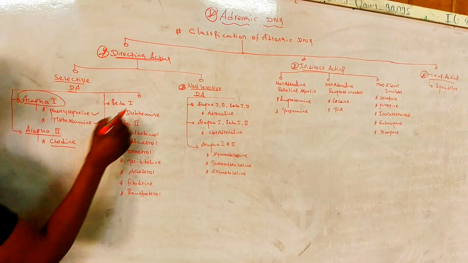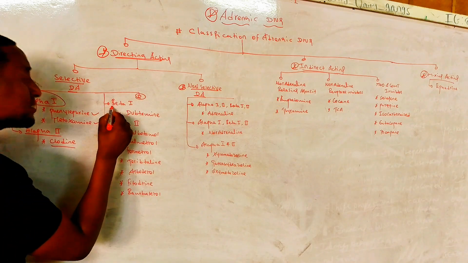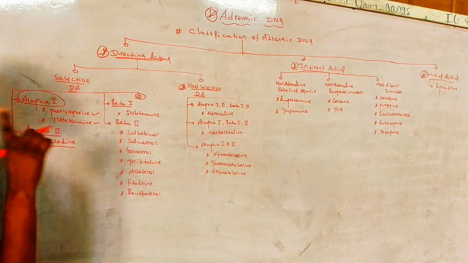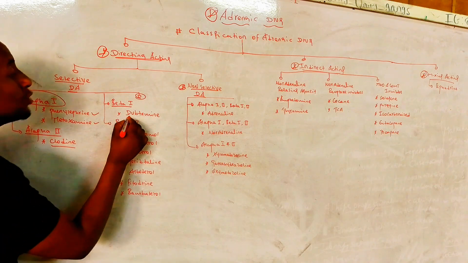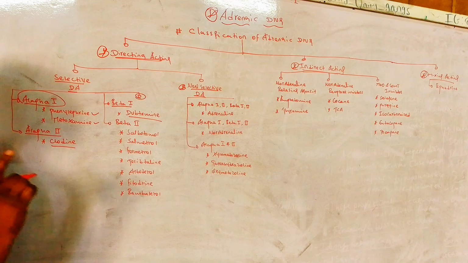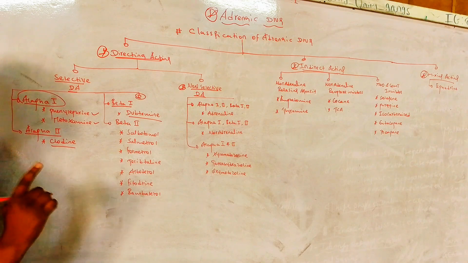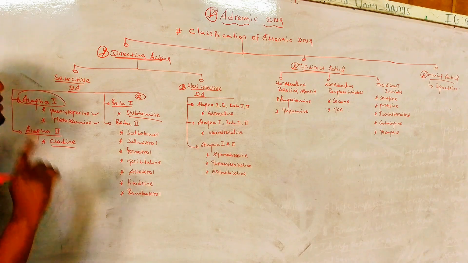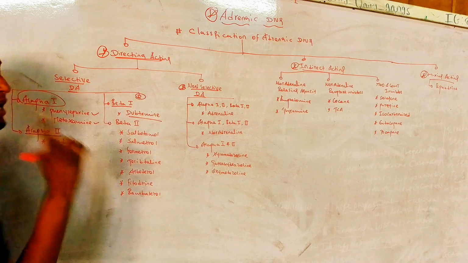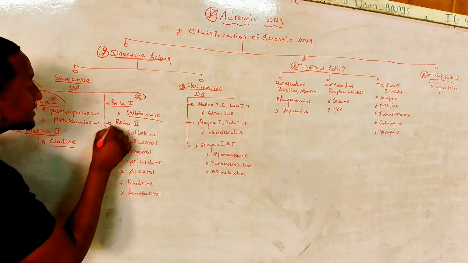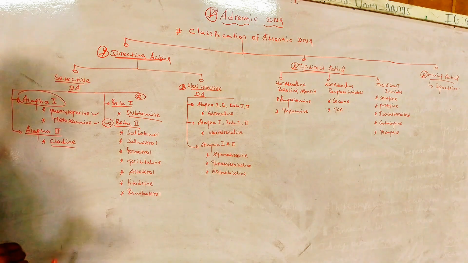The second one is beta receptor. The first one is beta 1 receptor selective. The drug that is selective for beta 1 is dobutamine. Dobutamine is the only drug selecting beta 1. The beta 1 is found on the heart, so dobutamine is selective beta 1. The second one is beta 2 selective, and there are many drugs in it.